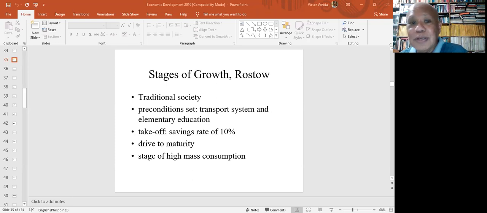Okay. So with the preconditions set, you now have these societies able to generate substantial savings. And then the next stage is what Rostow calls the takeoff stage. As I mentioned to you in the last class, this is the late 1950s.